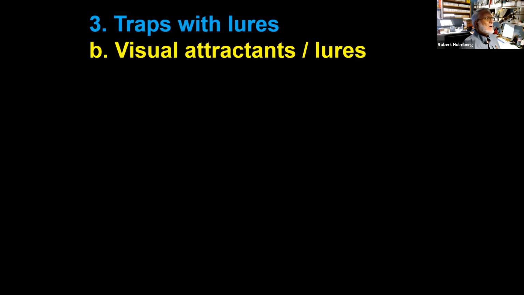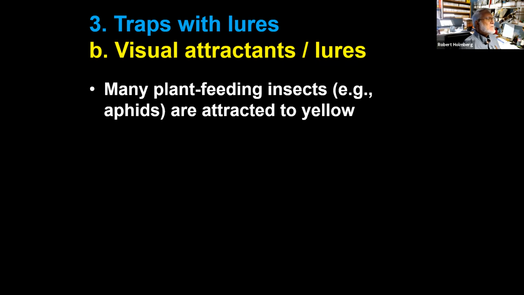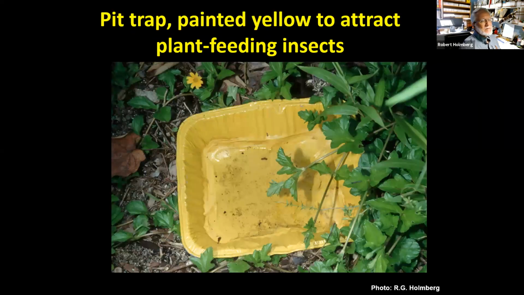Okay, so we can talk about visual attractants rather than food attractants. Many plant-feeding insects are attracted to yellow, not green, but yellow. So this is a pan trap or pit trap that's just an aluminum container painted yellow and put out with a preservative, and you'll get plant-feeding insects such as aphids and various bugs.